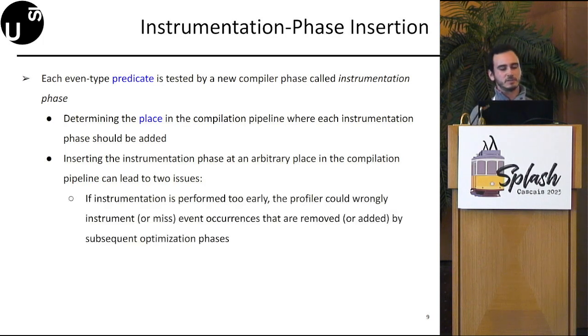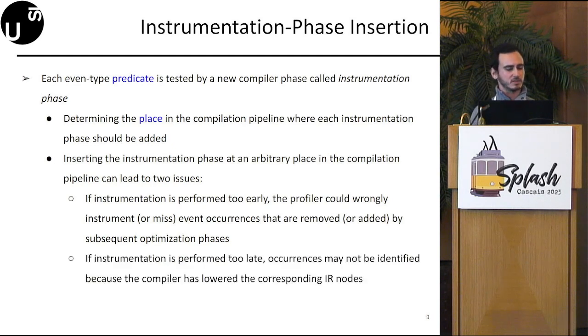First, if the instrumentation is performed too early, the profiler could wrongly instrument, or miss, event occurrences that are removed or added by subsequent optimization phases. Second, if the instrumentation is performed too late instead, occurrences may not be identified because the compiler has lowered the corresponding IR nodes.